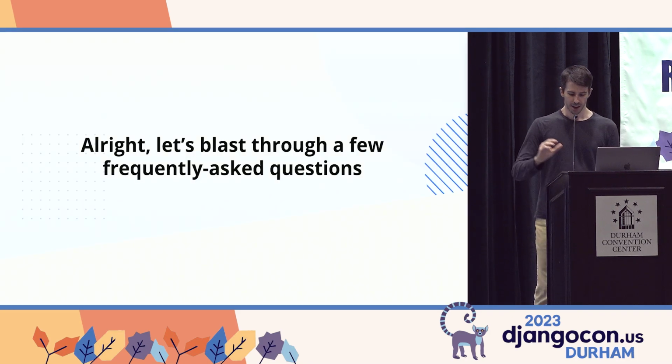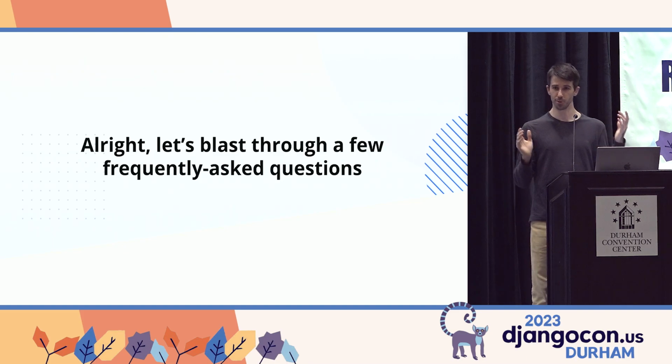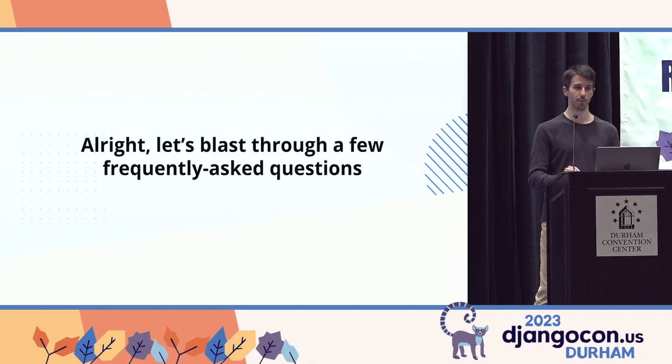So I've talked about the library at a high level. I've talked about how it works by default. There's all sorts of ways you can configure it. I'll put the link to the library at the end though. There's a lot of docs on how you can really customize how it works, but I am gonna blast through just a couple frequently asked questions that typically come up when I tell people about PG History.